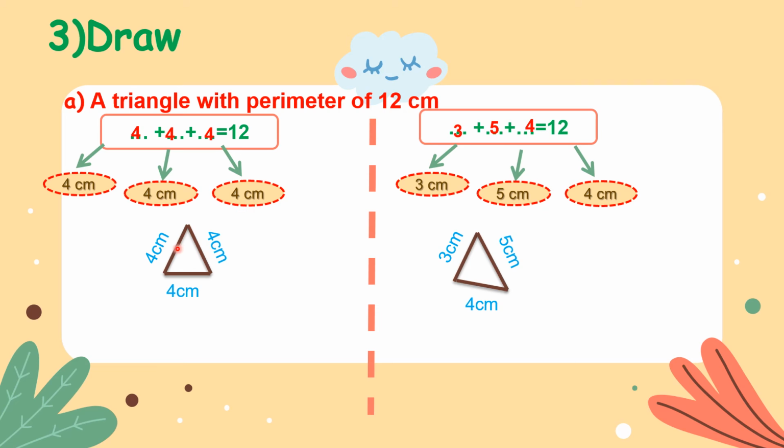So you can notice here, Junior 3, this triangle is not the same as this triangle. Here it has different sides, 3, 5, 4, and here it has the same sides, 4, 4 and 4. So I can draw two triangles with the same sides or different sides.